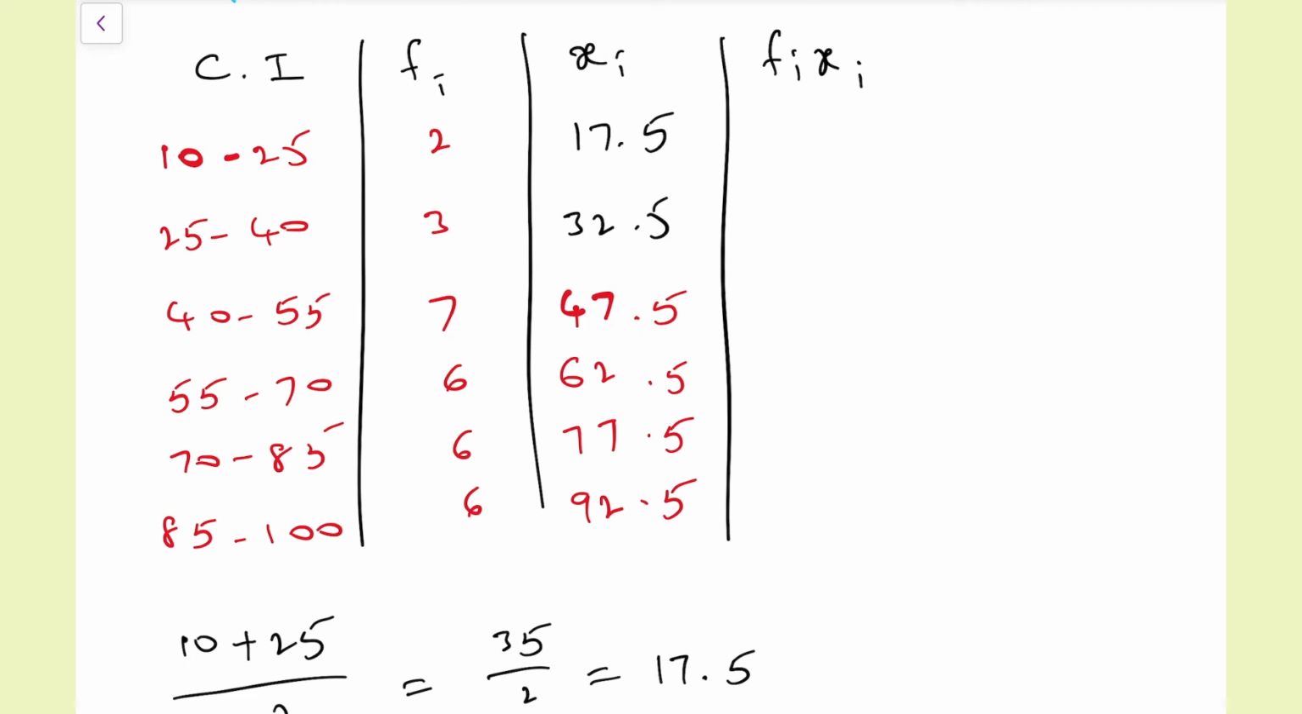Fi Xi is nothing but Fi, the second column, multiplied by Xi, the third column. So if you multiply the second column numbers and third column numbers, you will get the answer. So let us check it out. First, I will multiply these two. 17.5 into 2, 35. Next, 32.5 into 3, 97.5. Next, 47.5 into 7, 332.5.